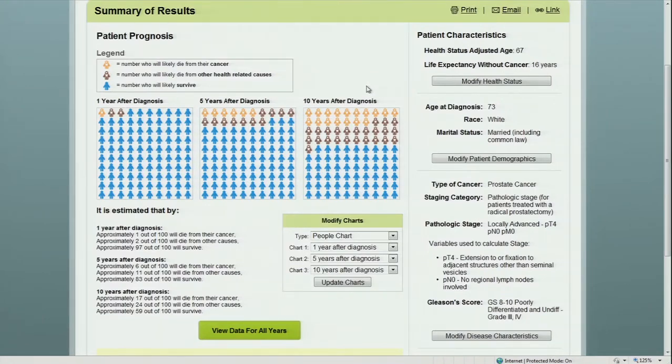We still have the option of pie charts. You can do that, and you can also customize the years. You don't necessarily have to use 1, 5, and 10 years for after diagnosis. So the oncologist or the internist will look at this, examine the results on the left, and interpret the results. Here it says, looking at 10 years after diagnosis, that approximately 17 out of 100 will die from their cancer, 24 out of 100 will die from other causes, and 59 out of 100 will survive. So for John Doe with just cancer, his survival looks good.